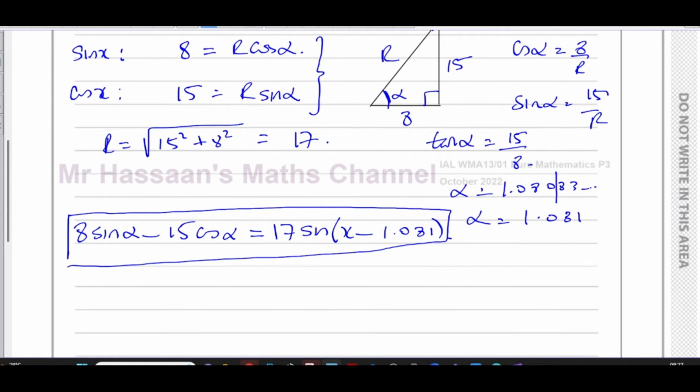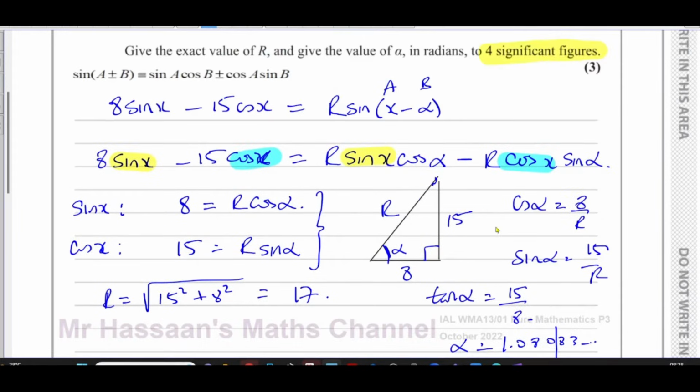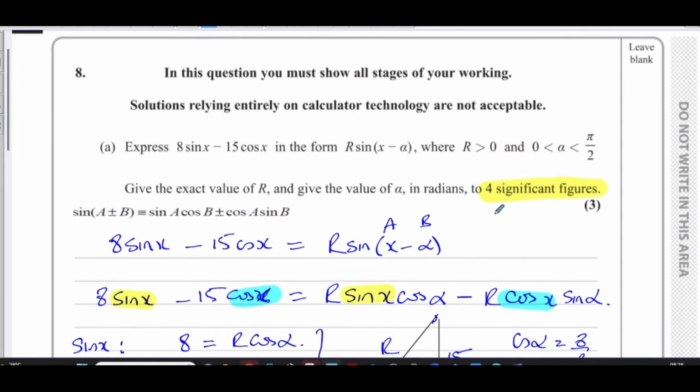8 sine x minus 15 cosine x, not alpha. So 8 sine x minus 15 cosine x is equal to 17 sine of x minus 1.081. That is our answer. Here r is an exact formula. It's exact anyway. And alpha is to 4 significant figures. And that concludes question 8a.